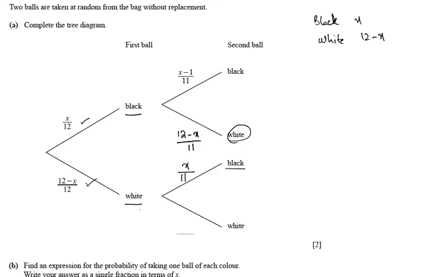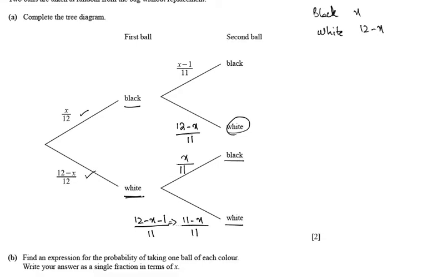Now in this case, when we have white and again we are taking white, we will reduce both numerator and denominator. So how will we reduce this one? 12 minus X, we will reduce 1 from the numerator and similarly 1 from the denominator. So it's 12 minus X minus 1, which is 11 minus X, upon 11. Okay, now when you complete this tree diagram, you will get 2 marks for this.